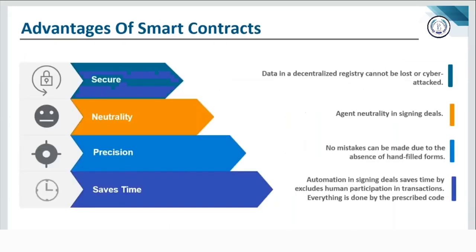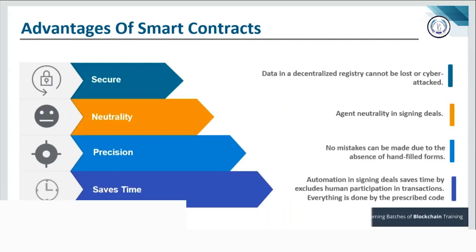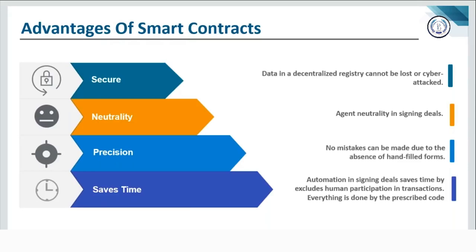Smart contracts come with their advantages and disadvantages. Let's discuss their advantages first. First of all, smart contracts assure complete safety and security as data in a decentralized registry cannot be lost or hacked. Secondly, they remove third parties and hence assure agent neutrality in signing of deals. Next, as smart contracts are completely automated, this means that they perform the job with utmost precision without a chance for human error. And since everything is automated and run by code, it also saves a lot of precious time.